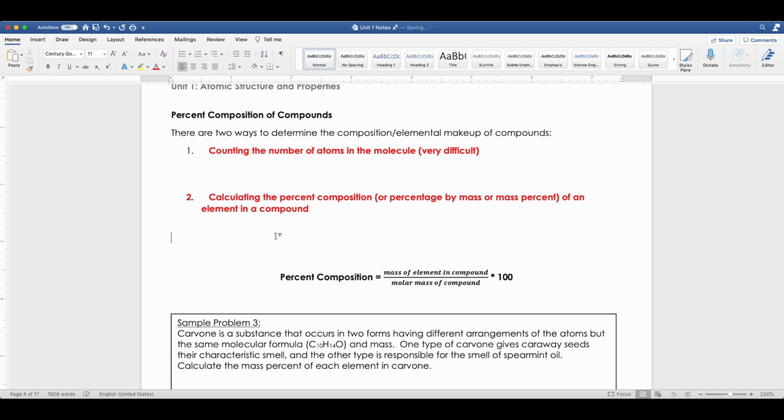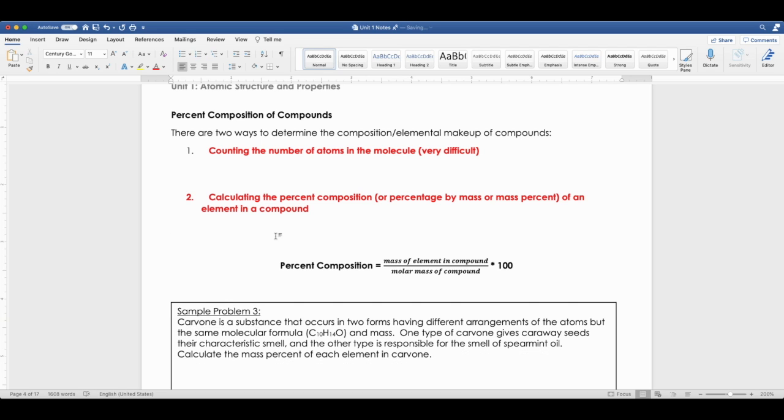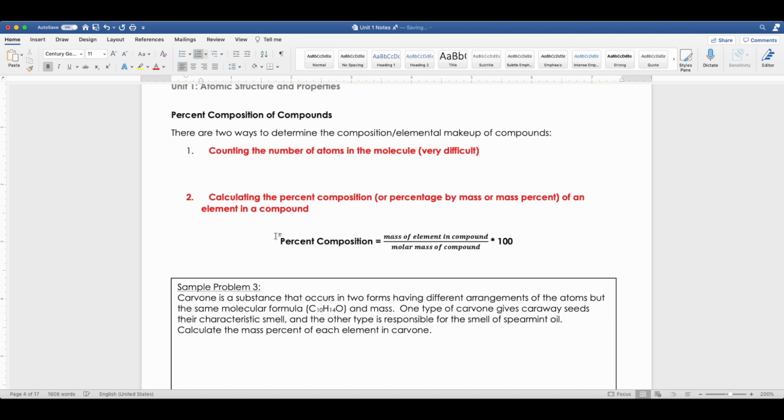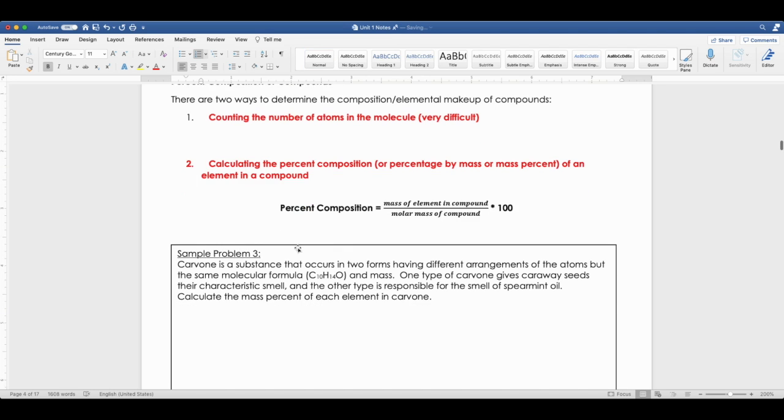So we can calculate the percent composition of an element in a compound using a very simple equation. And like we said, the percentage is just how much of the whole. So if I want to know what's the percent composition of an element in a total compound, I'm going to take the total mass of just that element in the compound. I'm going to divide it by the molar mass of that compound, which would be the whole, and I'm going to multiply that by 100.